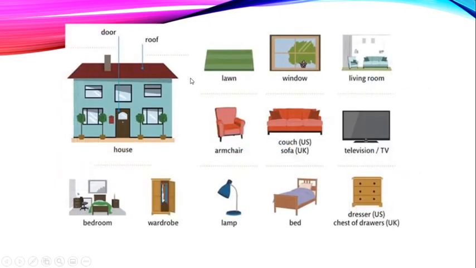Okay, here we have the house. This is the door. This is the roof. A bedroom, a wardrobe, lamp, bed, the dresser, the way it is called in the United States, and chest of drawers in the United Kingdom. Television or TV. Couch, that is the way it is called in the United States, and sofa in the United Kingdom. Armchair, lawn, window, and living room.